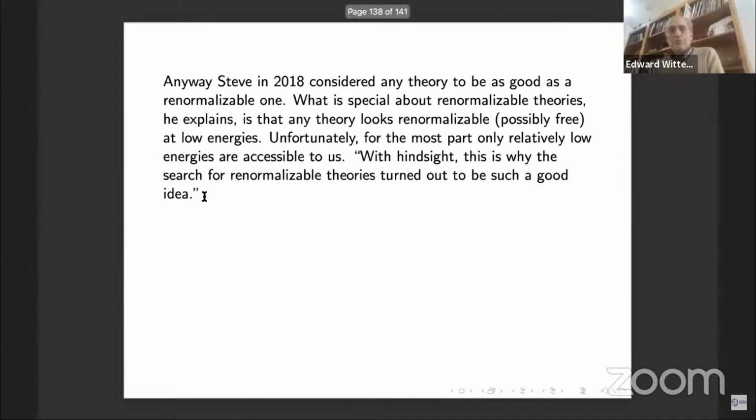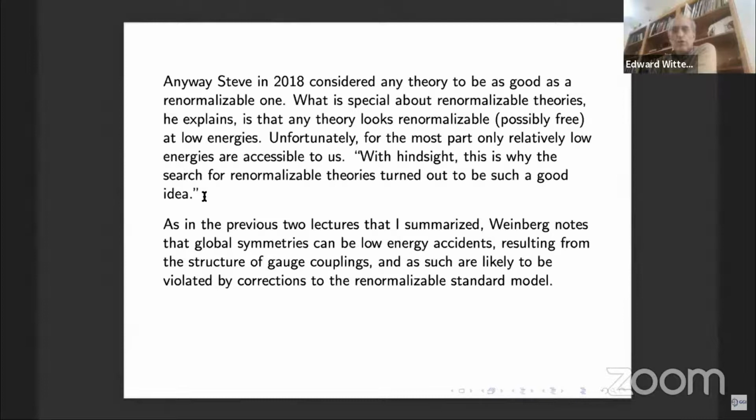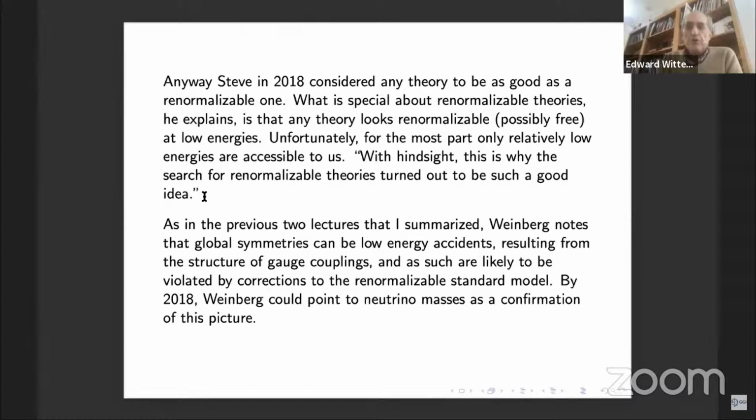Now, as in the previous two lectures I summarized, as well as some others that were described by Howard, Weinberg notes that global symmetries can be low energy accidents resulting from the structure of gauge couplings, and as such are likely to be violated by corrections to the renormalizable part of the standard model. By 2018, he could point to neutrino masses as a likely confirmation of this picture. Unfortunately, only a likely confirmation, because there are other conceivable interpretations of neutrino masses.